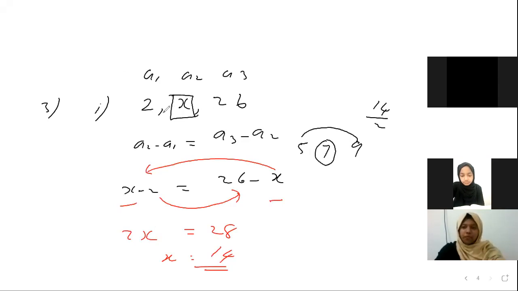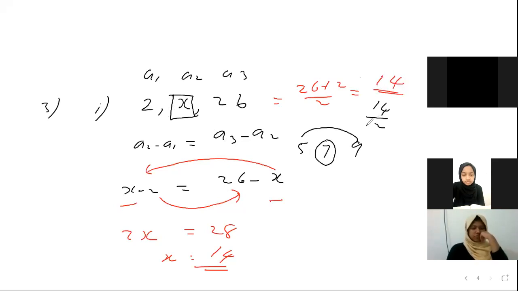Look here. What I told, 2 plus 26 by 2. When an AP has 3 terms, the middleman we can find out like an average. Add the A1 and A3 and divide by 2. That is one technique. So from here, no need of doing like this, simply you can write 26 plus 2 by 2. That will do. That means 14. 14 is the answer. I will give you another example.